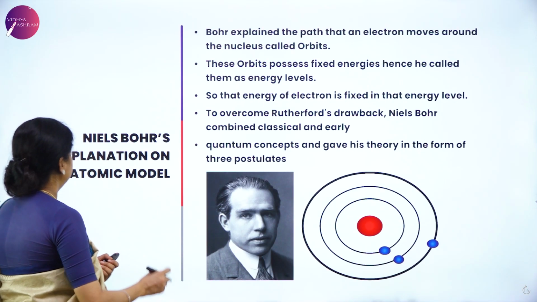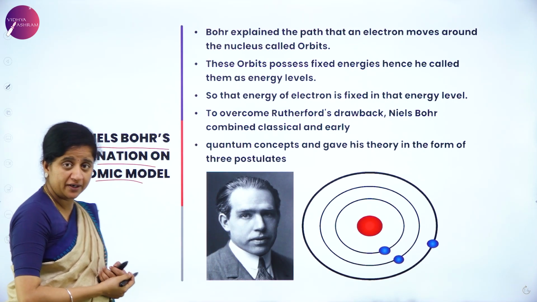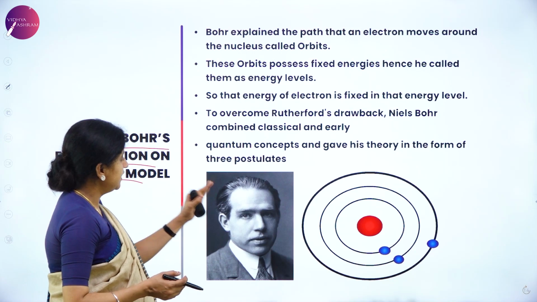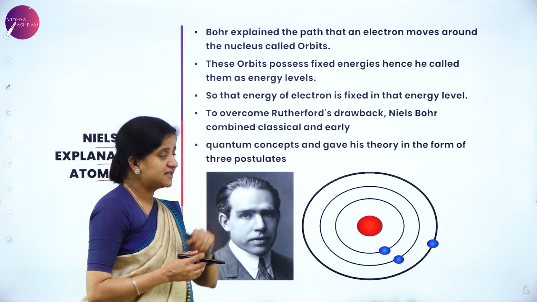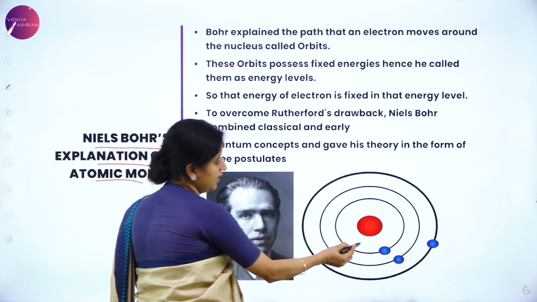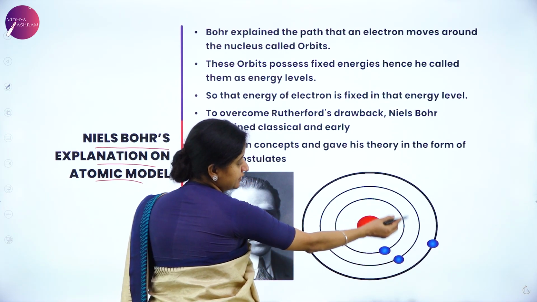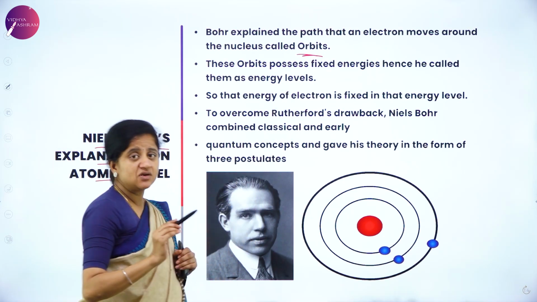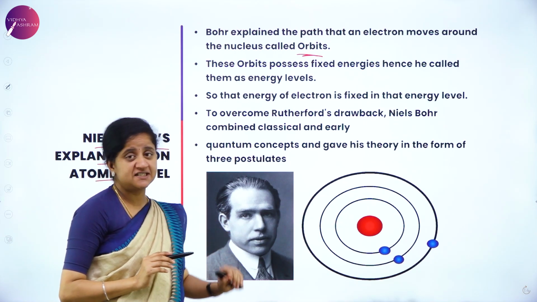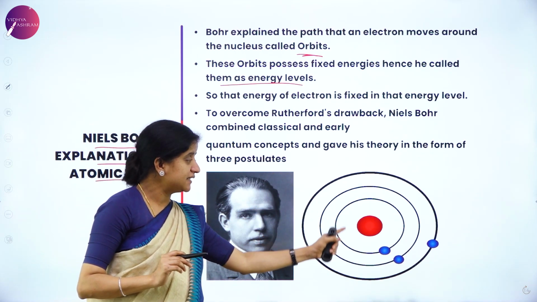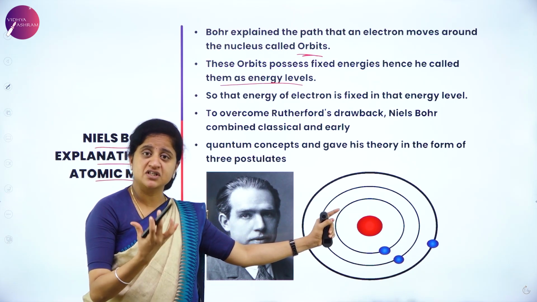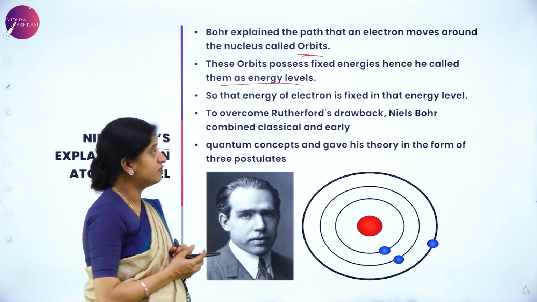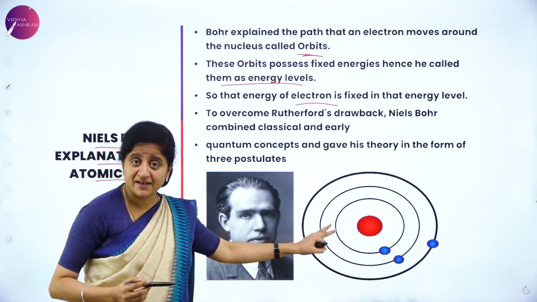So what is the Bohr's explanation for atomic model? It is also called Niels Bohr's explanation for an atomic model. He explained that the paths of the electron moving around the nucleus are called orbits. So the electron revolves around the nucleus in its own path and he called it orbits. These orbits possess fixed energies, which means each path has its own energy and he called them energy levels, so that the energy of an electron is fixed in that particular energy level.